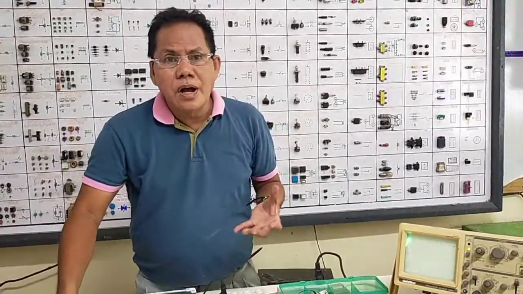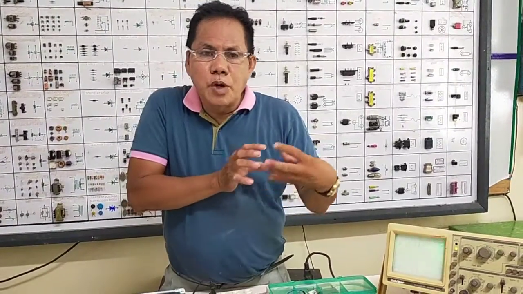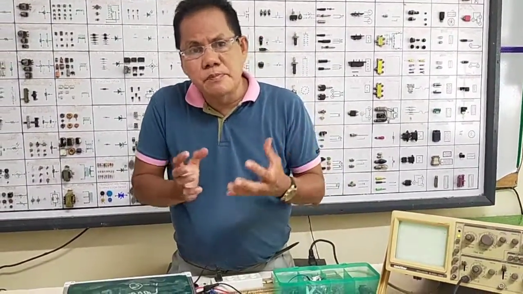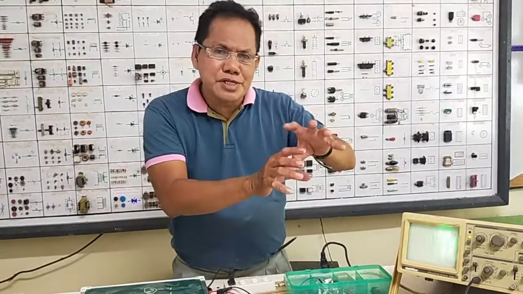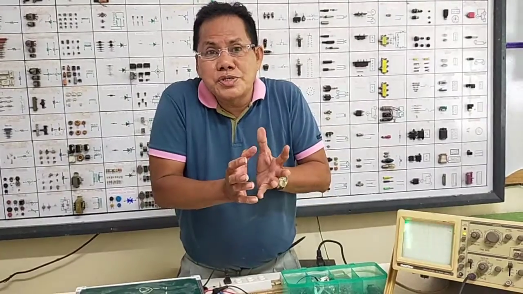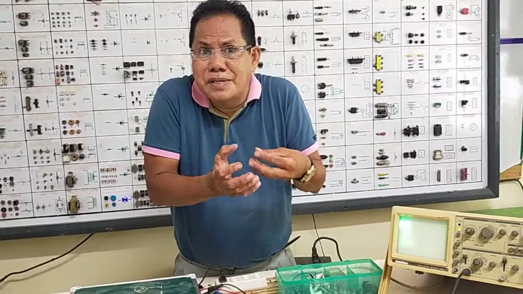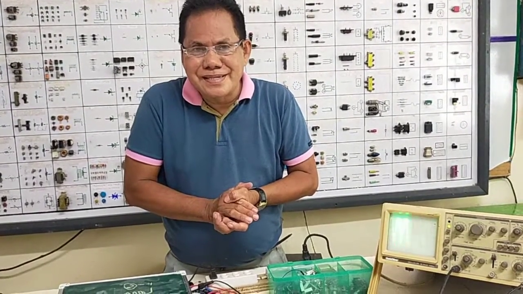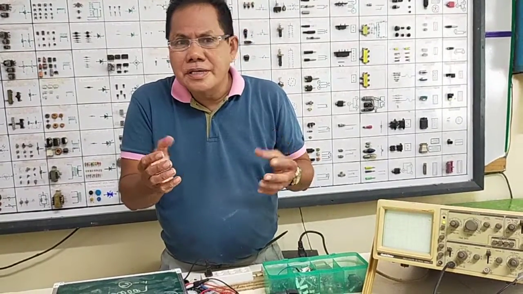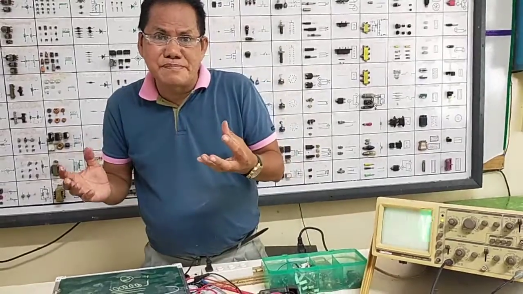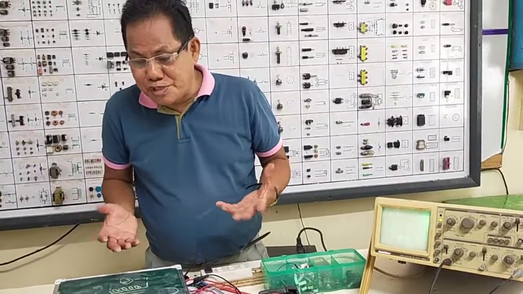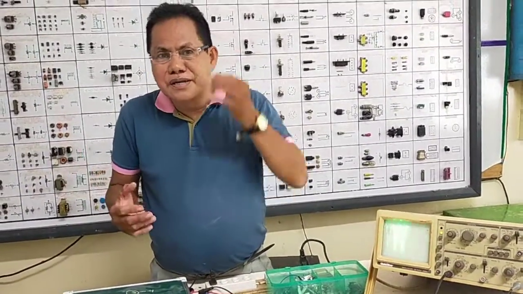So again, which among these two, full wave bridge type or full wave center tap type? The full wave center tap type is better because the bridge uses 4 diodes, which means the wirings are a little bit complex, and the power is a little bit lower. But the efficiency is the same, the efficiency of the output voltage for both bridge and center tap type.